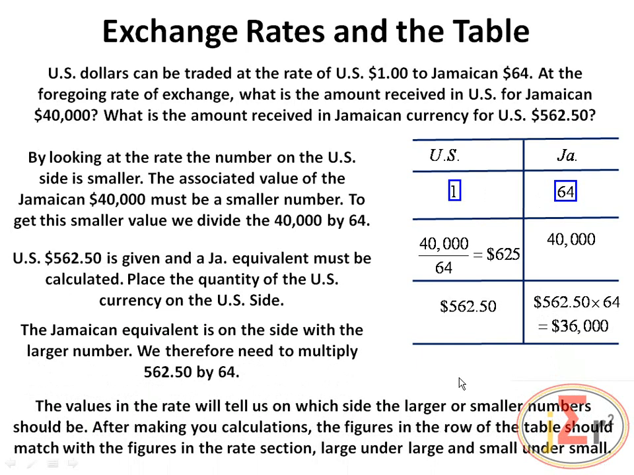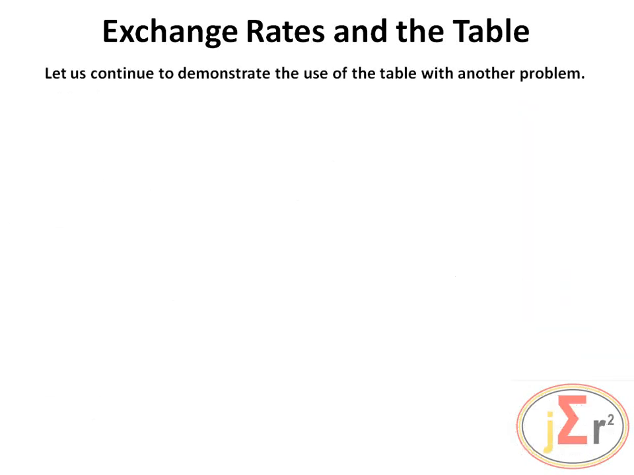The values in the rate will tell us on which side the larger or smaller number should be. After making your calculations, the figures in the row of the table should match with the figures in the rate section. Large under large, small under small.